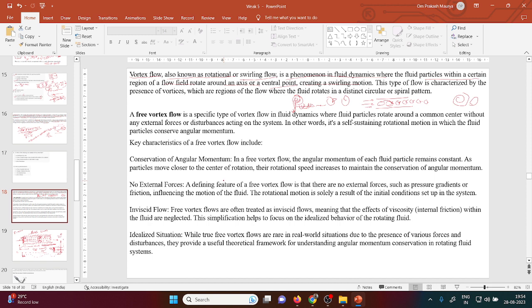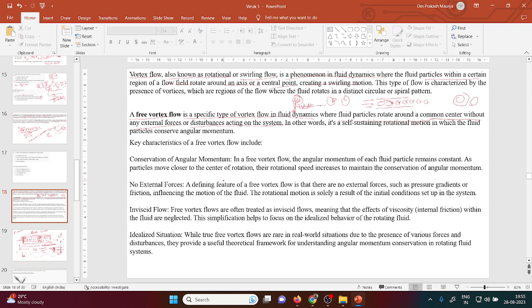So now we'll discuss some more about vortex flow. What is free vortex flow? Free vortex flow is a specific type of vortex flow in fluid dynamics where the fluid particles rotate around a common center without any external force or disturbance acting on the system.